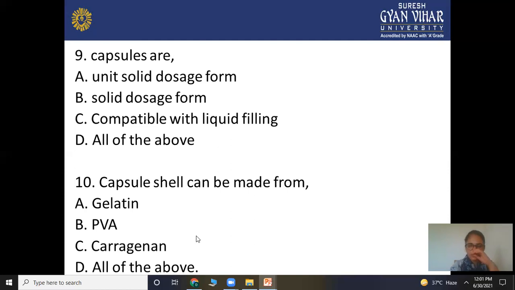Out of these four options, there is one correct option which is useful in capsule shell formation, or which is the main excipient of capsule shell formation. Gelatin, PVA, that is polyvinyl acrylate, keratin, and all of the above, that is the ABCD option. You can select any one correct option which is appropriate for capsule shell formation. So this is all regarding the questions of the capsule over this topic.